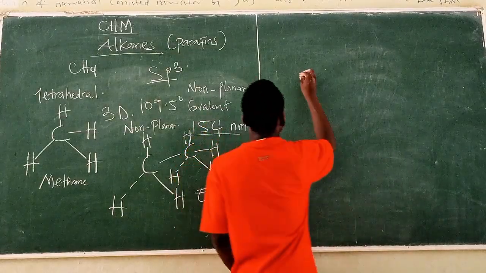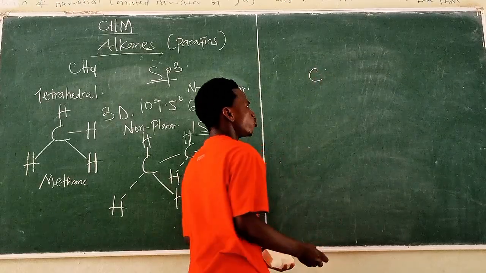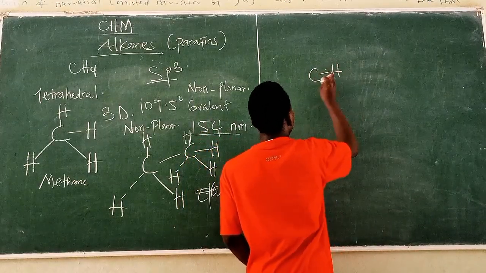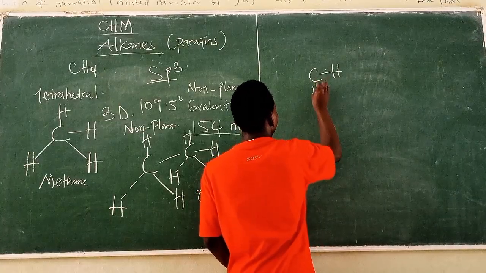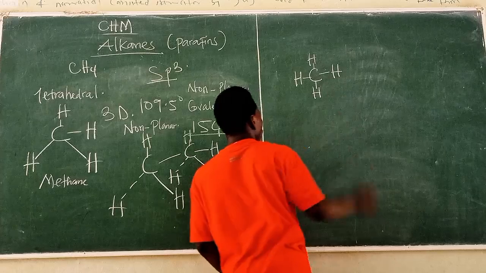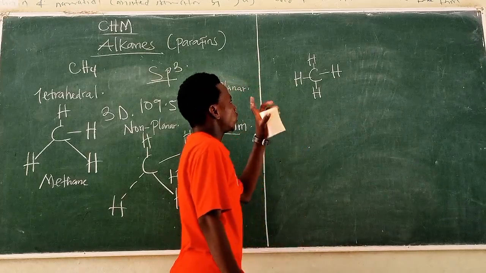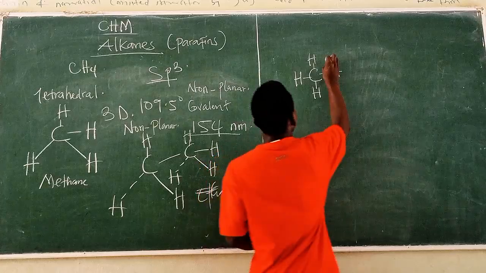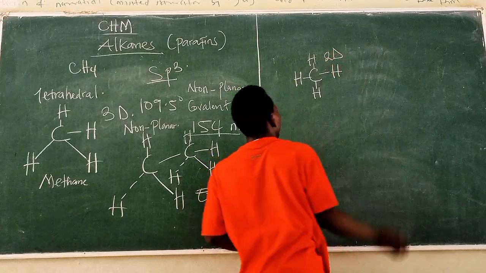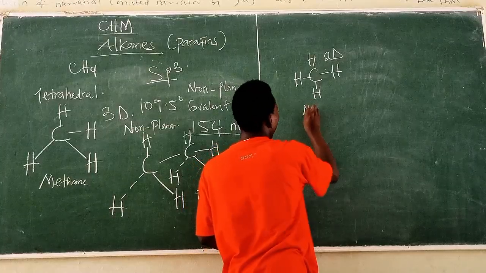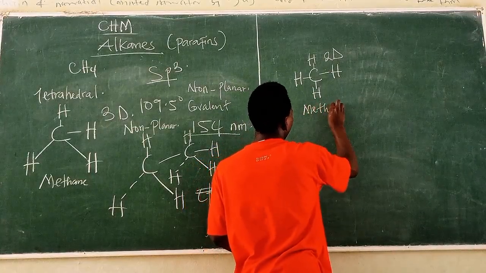This is what I'm trying to say. Now, let's draw the structure of methane. For methane, each covalent bond is drawn using a hyphen. Now, this is the 2D structure of alkanes, two-dimensional structures of alkane. In this case, we have methane.